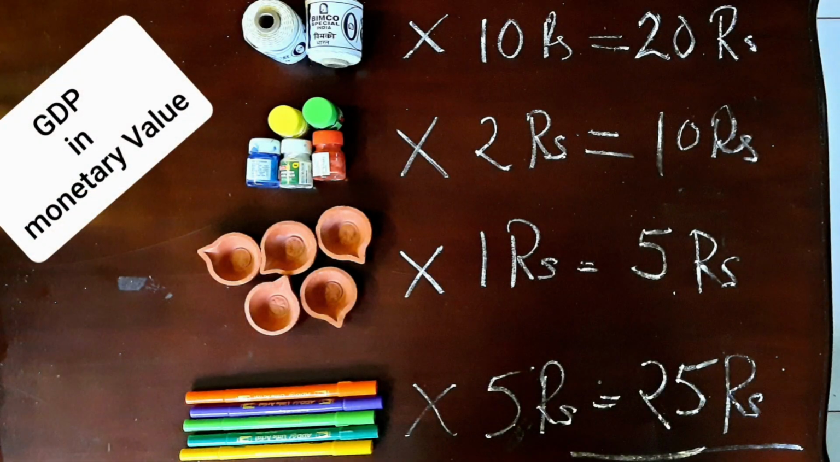How to convert this into monetary value? Just multiply each product with its price. So let's say this is 2 rupees each, pen is 5 rupees each, diya is 1 rupee each, and thread is 10 rupees each. So you have seen that the total GDP of the Ka Boom economy in the current year is 60 rupees.